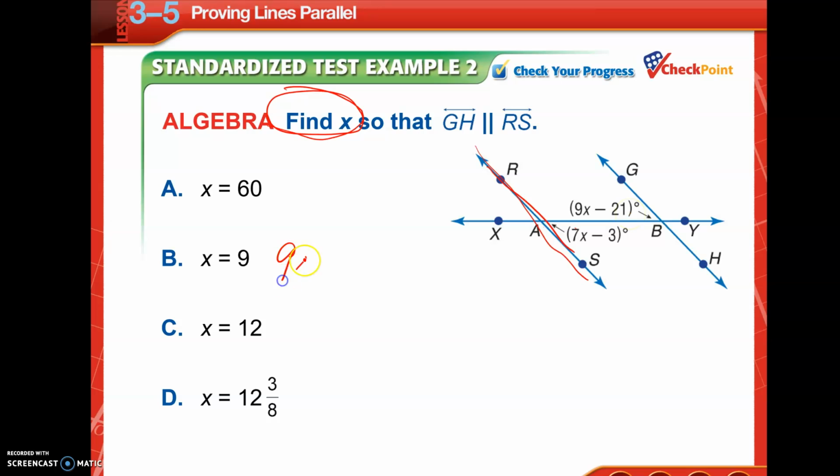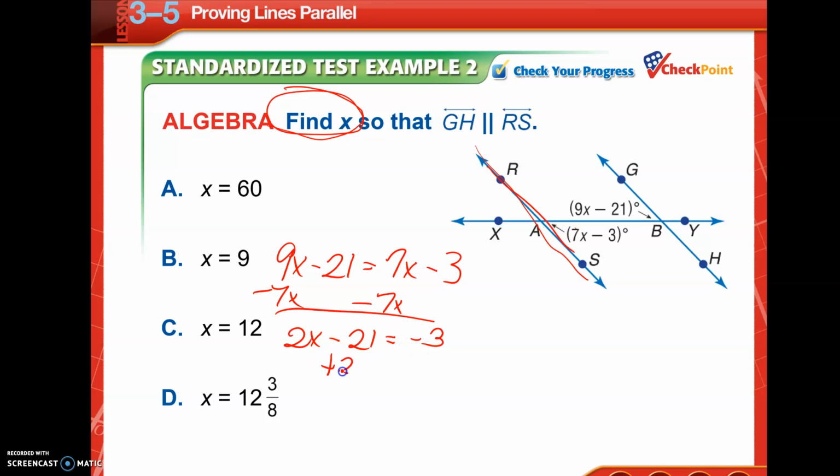So 9x minus 21 needs to equal 7x minus 3. Subtract 7x. 2x minus 21 needs to equal negative 3. Add 21. 2x needs to equal 18. And then divide by 2. x would have to equal 9.